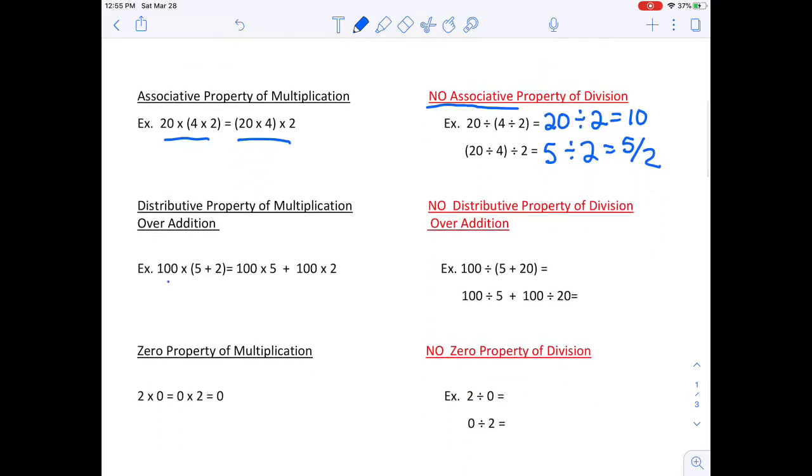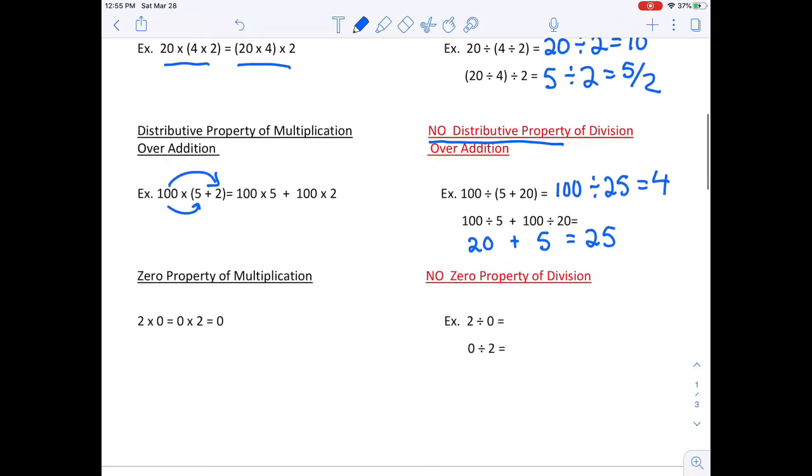In multiplication, I can distribute across a sum. In division, this won't work. 100 divided by 25 gives me 4. Down here, I have 20 plus 5 gives me 25. Two different answers, no distributive property with division.